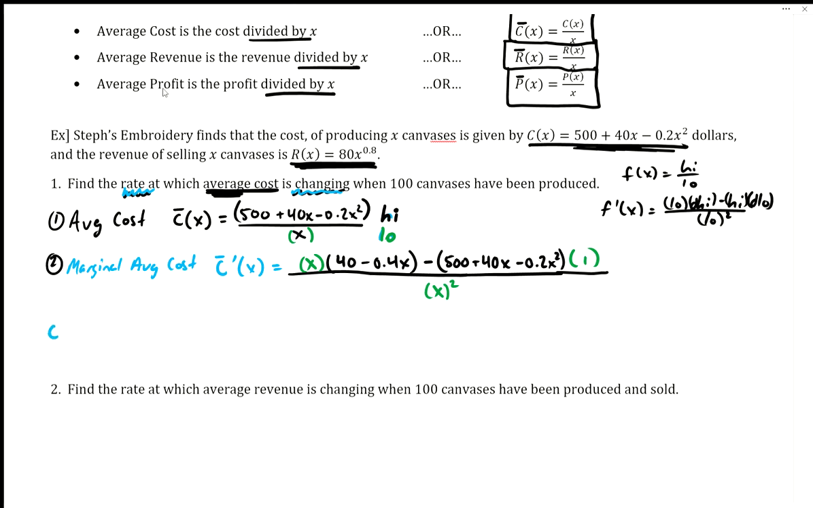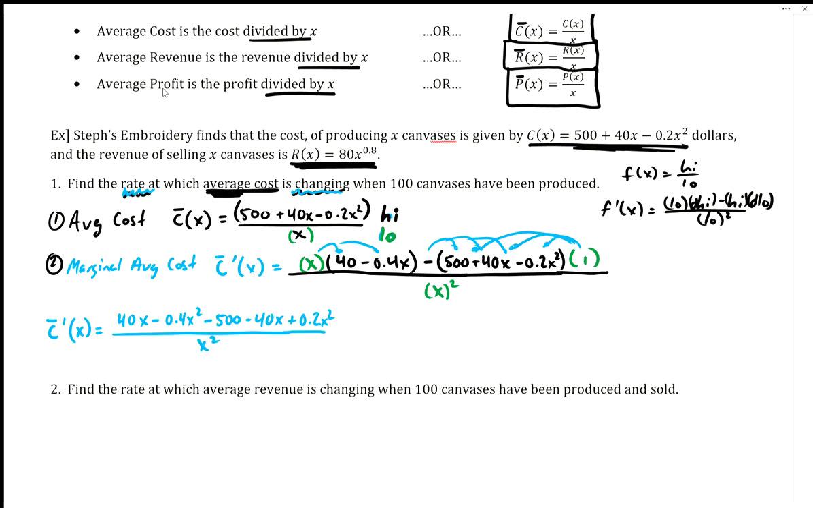I'm going to put it over here to the left to make sure I have enough room. So we've got this x distributes. Let's get a big old fraction again. So we've got 40x minus 0.4x squared. And then this negative distributes, so does this 1, but the 1's nice because it's not going to change anything. So really just the negative. So minus 500 minus 40x plus 0.2x squared, all over our low, x, squared, is x squared.